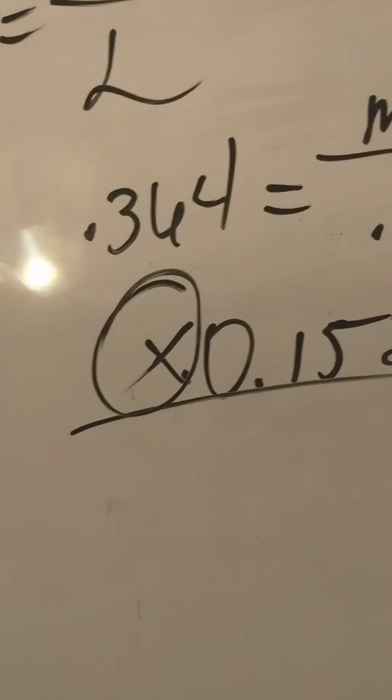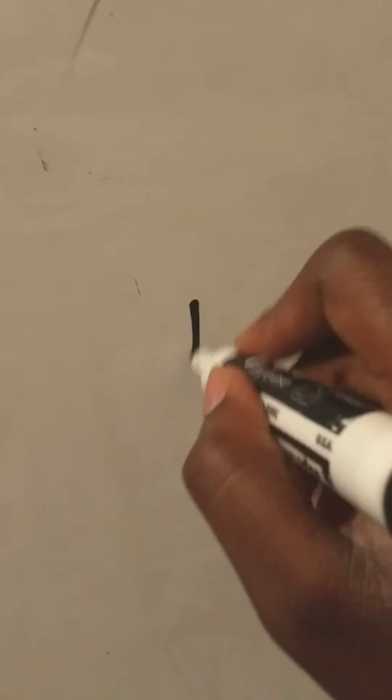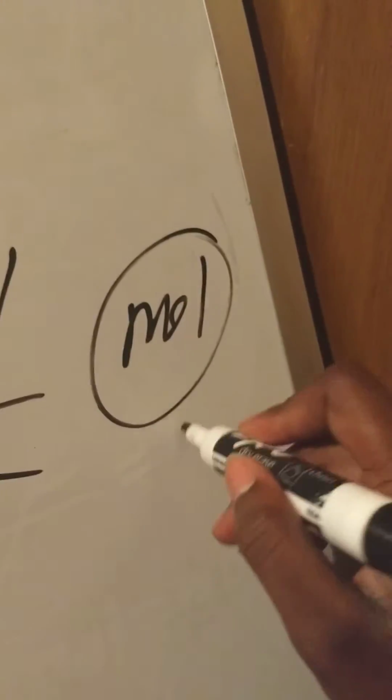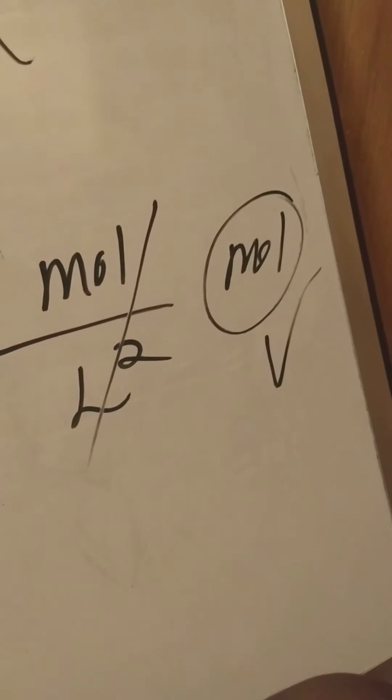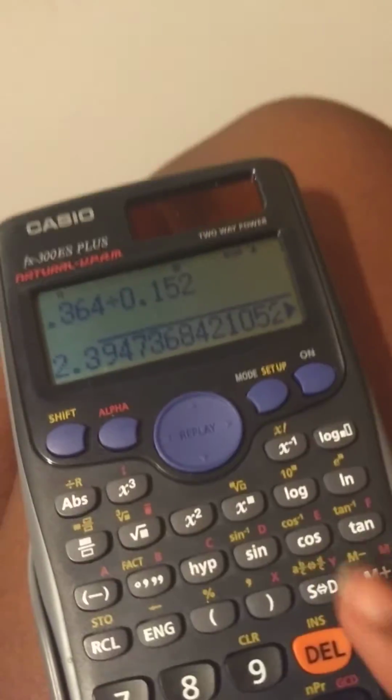Dividing would have given us moles over liters squared. That's not what we want. We just want moles. Yes. That's just a whole unit thing that you can use to check your equation if you understand it. If you don't, don't bother with it because you'll just confuse yourself. That's another story for another day. So let's see what we get when we do this correctly.